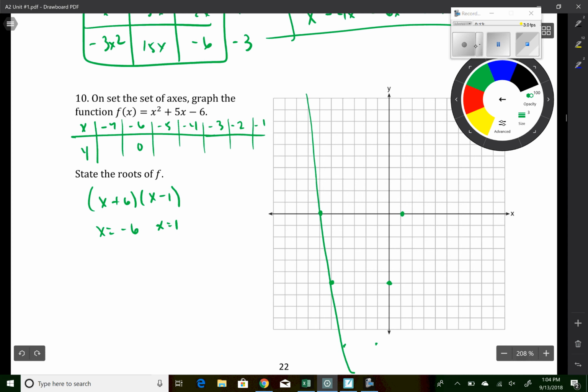The roots are where the graph crosses the x-axis. That's the big part of this question. I don't really care about the graph too much. I know you could all graph a function.